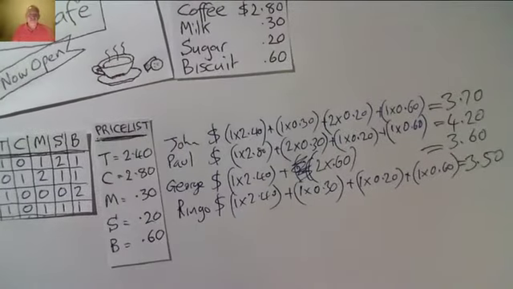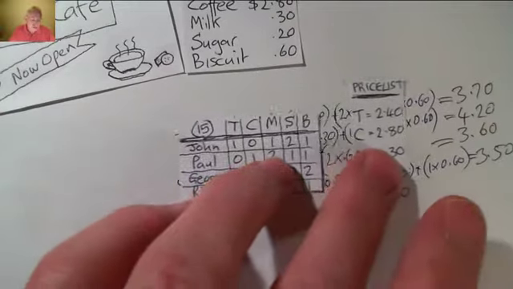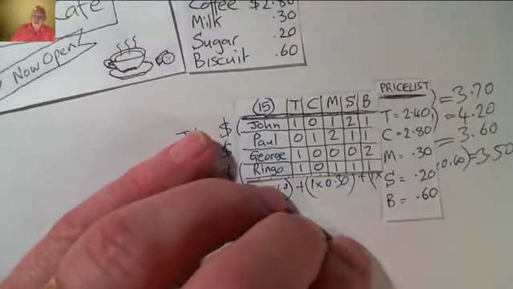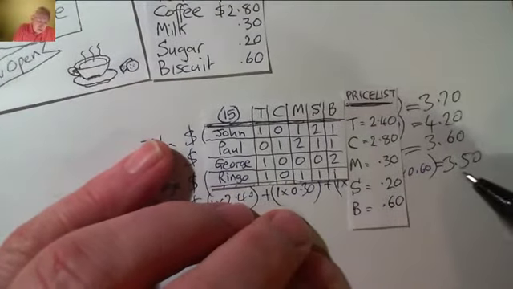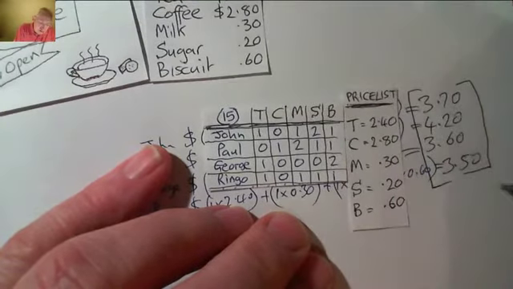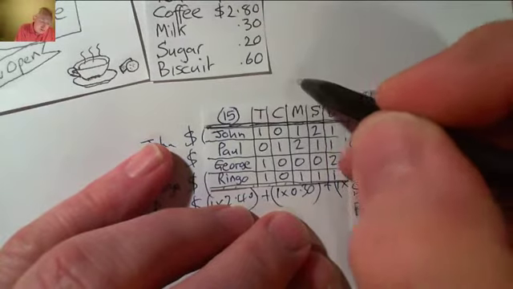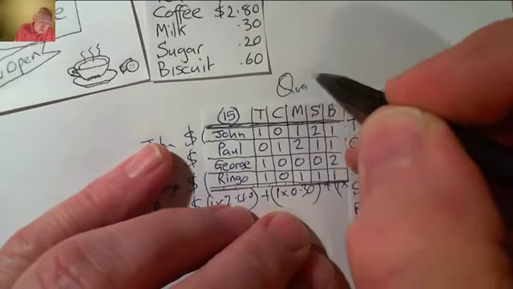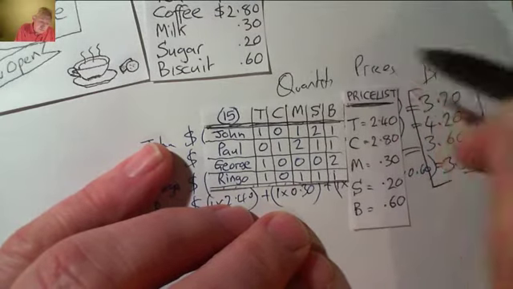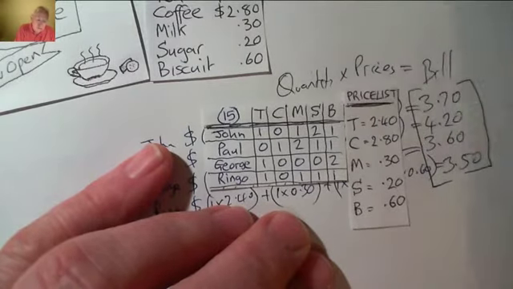Okay, so what we've now done is, I'll just move this across to the right here, cover that over a bit. What you'll see here is we've now got a new column here, which is our bill. This section here is the quantity, and here is the prices. And if you multiply the quantity times the prices, you're going to get the bill.